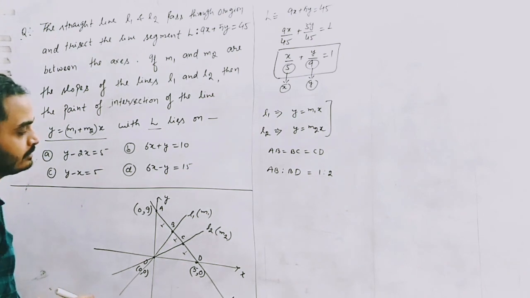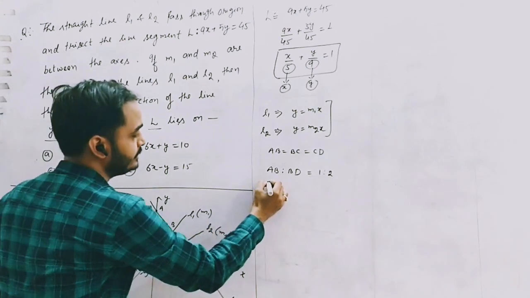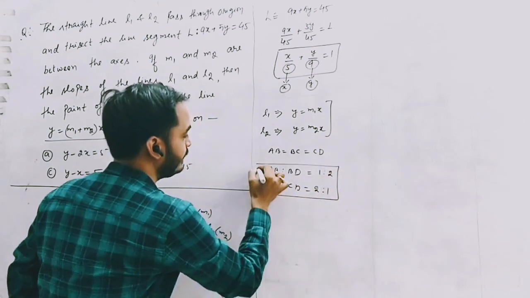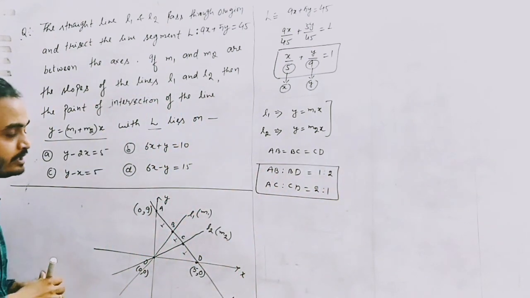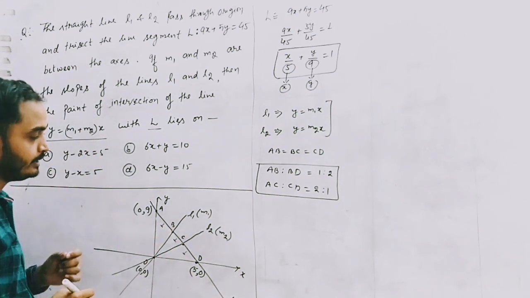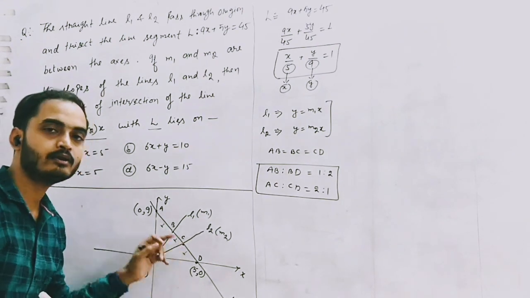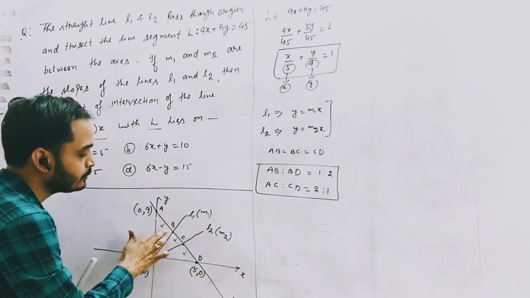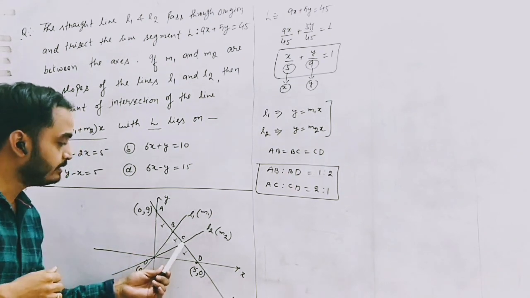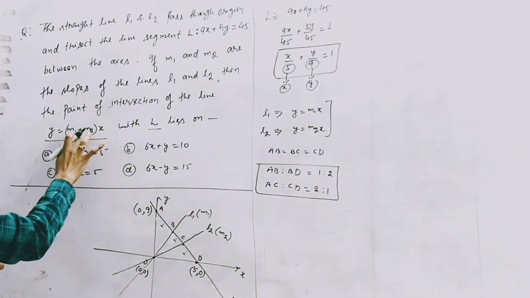Similarly, we can find the ratio of AC to CD. So the AC to CD ratio will be equal to 2:1. Now why have we found these ratios? We found these ratios to calculate the coordinates of point B and point C. That is the ultimate thing in this question: to find the coordinates of point B and point C. Suppose we have found the coordinates of point B and point C, then we can easily find the slopes m1 and m2, which is our ultimate goal in this question.